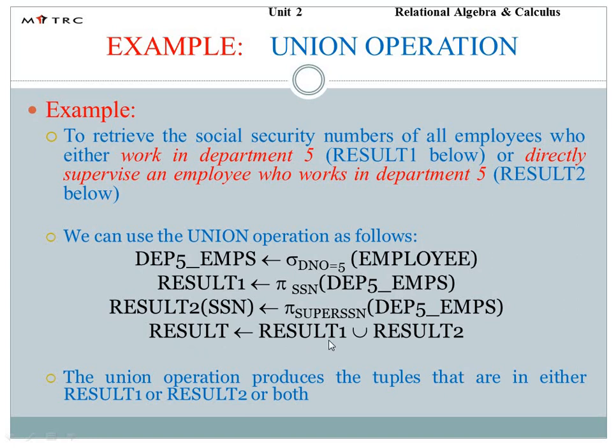यूनियन क्या कहता है कि हमारे पास रिजल्ट 1 और रिजल्ट 2 के बीच में यूनियन ऑपरेशन काम करेगा, वही फाइनल रिजल्ट होगा. तो रिजल्ट क्या बना? रिजल्ट 1 और रिजल्ट 2 का यूनियन. So union operation produces tuples that are either in result 1 or in result 2 or in both. This is the union operation.